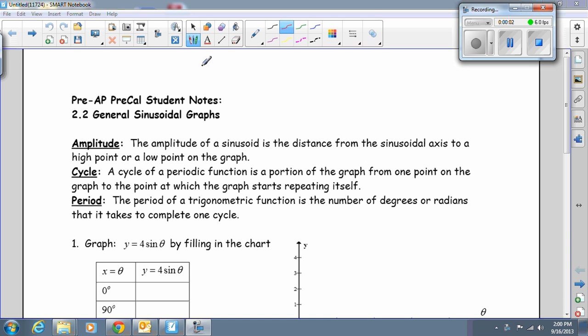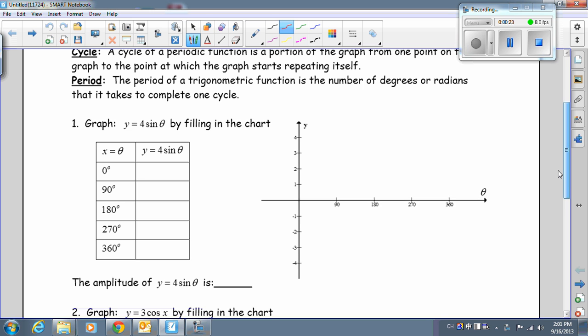Hello guys. Today's note will be over our sinusoidal graph. You need to know what an amplitude is, what a cycle is, and what a period is. For now, you can just read these three words and I will explain exactly what it is once I graph one of these functions. So let's go ahead and start with the first one.